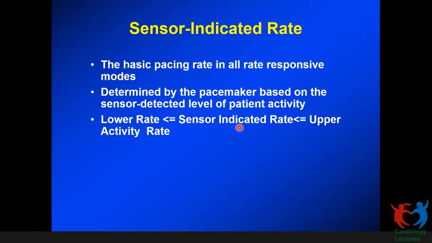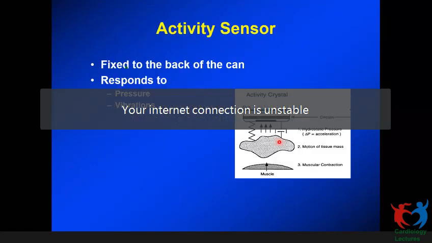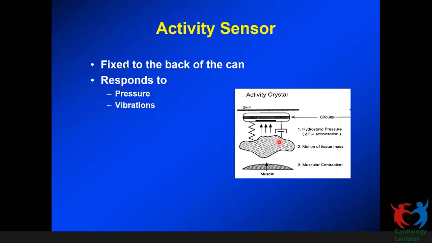It is nothing confusing here. So you only program a lower rate, you program an upper sensor rate, and any rate the pacemaker provides in between is a sensor indicated rate. And on what basis does it change the rate? It is based on an activity sensor.